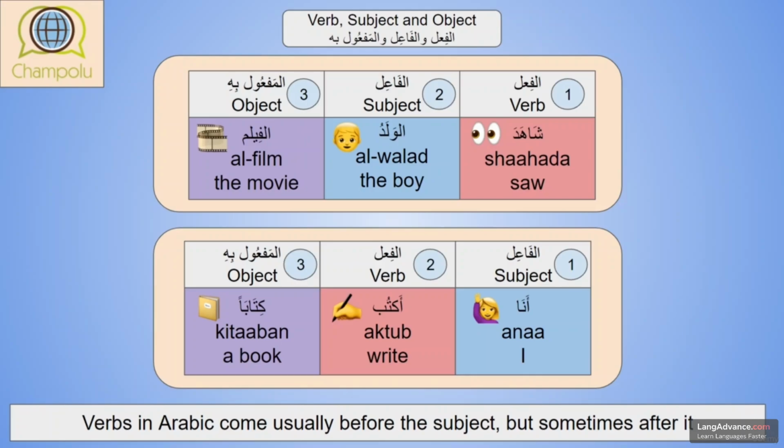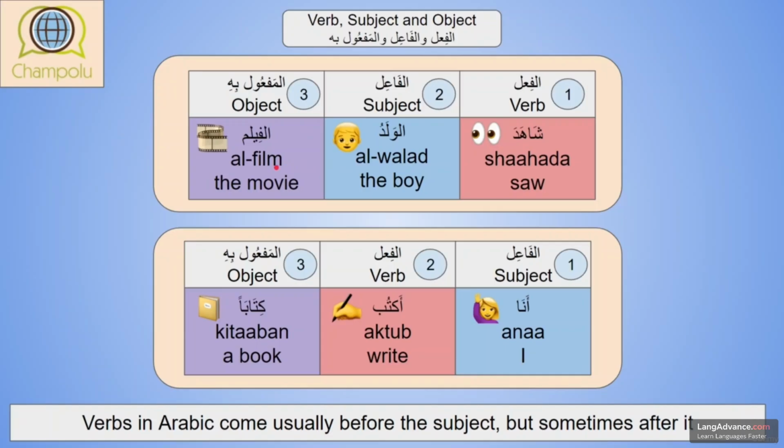Let's talk about verbs, subjects, and objects in Arabic. Usually in Arabic, if the sentence has a verb, it will start with a verb. So for example, if we have a sentence such as the boy saw the movie, then you'll start with the verb saw. So it will be شاهد الولد الفيلم. So we start with the verb saw, which is شاهد, and then the subject, which is الولد, and then the object, which is الفيلم.